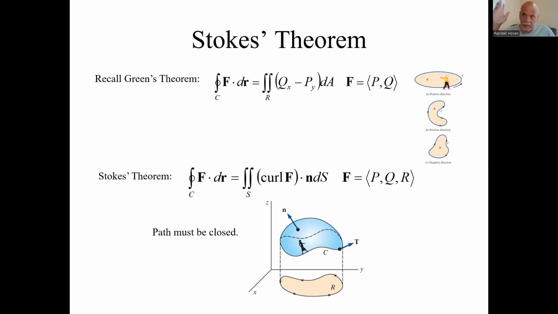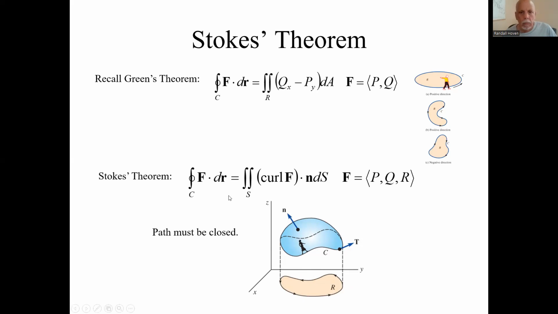Stokes' theorem generalizes that to a three-dimensional vector field. Here's the work integral, and here's what it is as a surface integral. Again, it only works if you have a closed path, and you can use any surface that has that closed curve as an edge. And when you use the PQR method, the region of integration will be the shadow of that surface onto the XY plane.